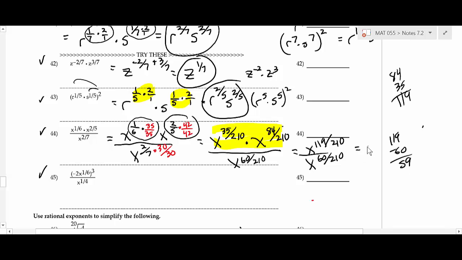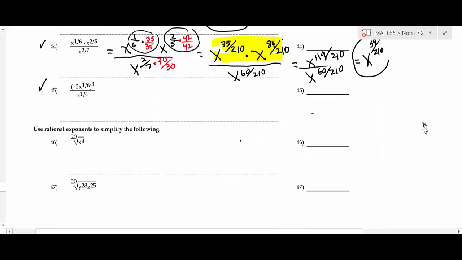So the answer to this problem should have been x to the 59 over 210. That's it. Okay? It's arithmetic. It's an exercise with fractions. You'll get a lot better with your fractions after you work and practice the problems in this section. Any questions about what I did with that?